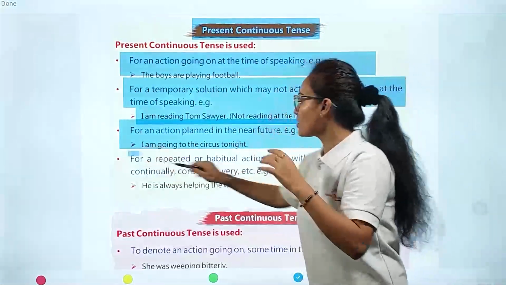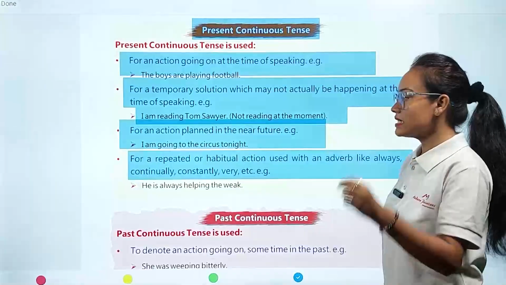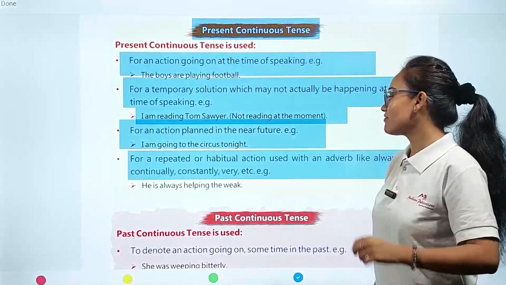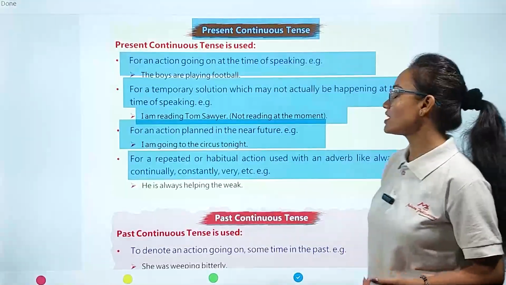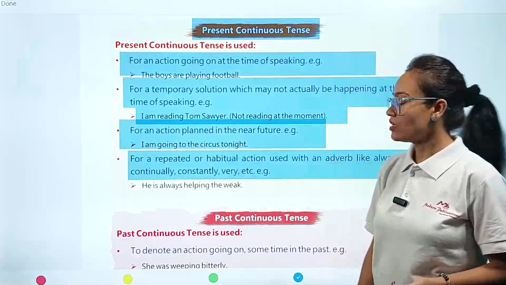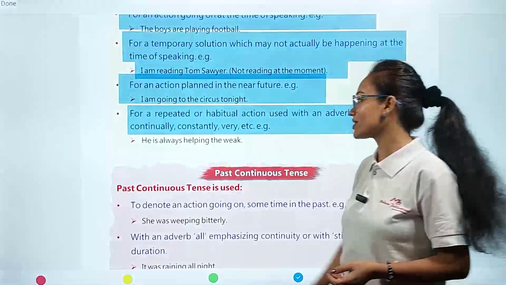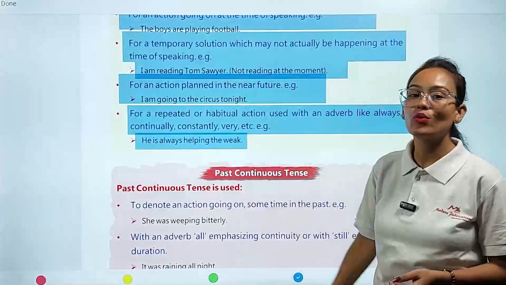For a repeated or habitual action, used with adverbs like always, continually, constantly, forever, etc. Whenever we are talking about any repeated action or habitual action, here we also use our present continuous tense. Example, you can see: he is always helping the weak.